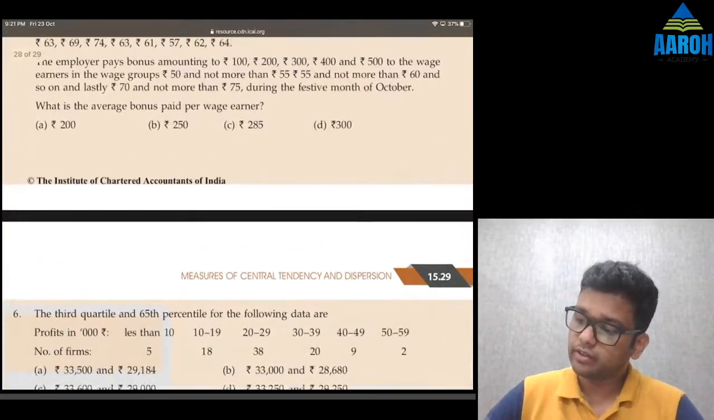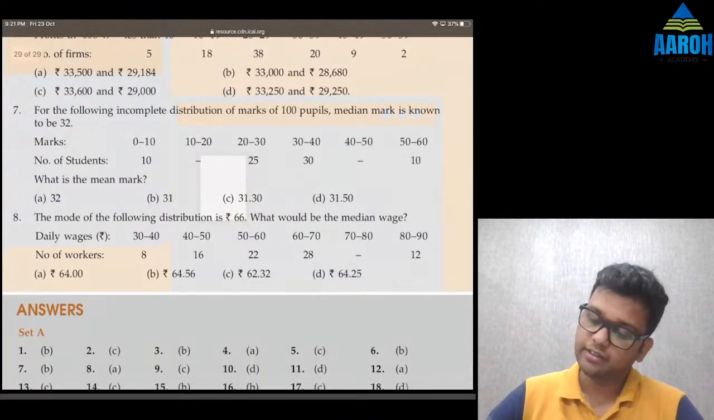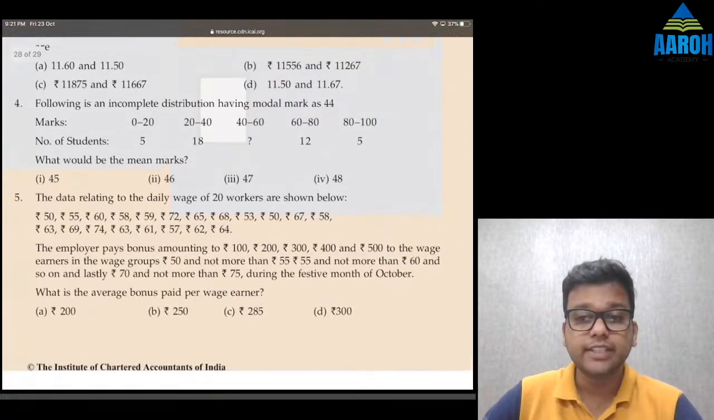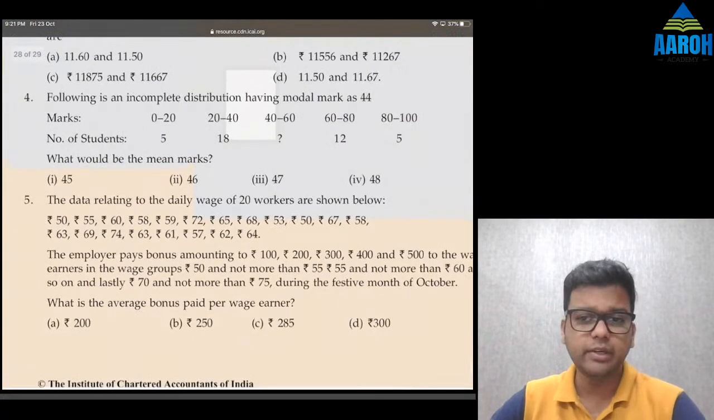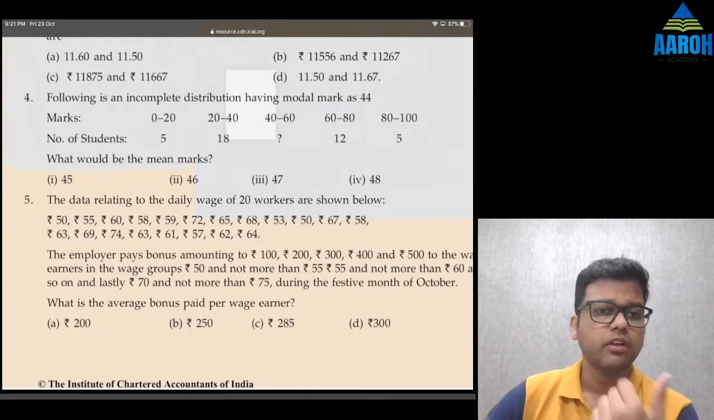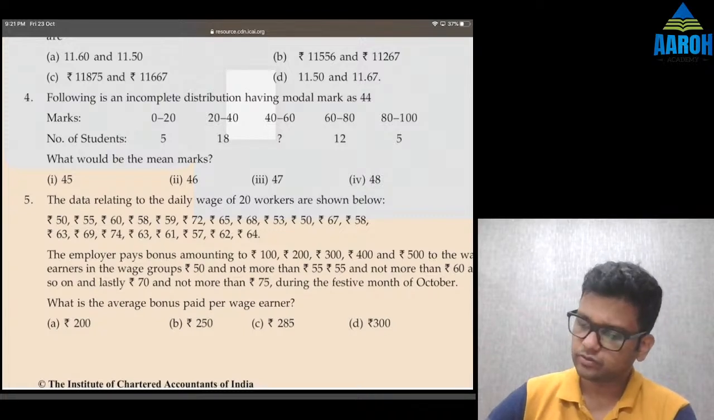Now questions 4, 7 and 8 are good ones. Let's see question 4. Nikhil, you had doubt in this, I think. Have you understood cumulative frequency? Let me know. Okay, let's see fourth one now. Fourth one is a good one.